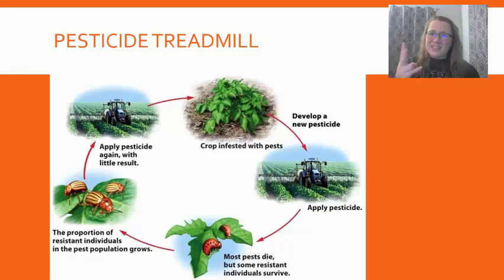But the problem is that second time, the pesticide's not going to work as well because these pests are already resistant. So then we need to go back to the drawing board, develop a new pesticide, and again spray the field. Now, hopefully, there's not going to be random mutants to the new pesticide. But if there are, this cycle is going to continue. And this is actually an example of a positive feedback loop.